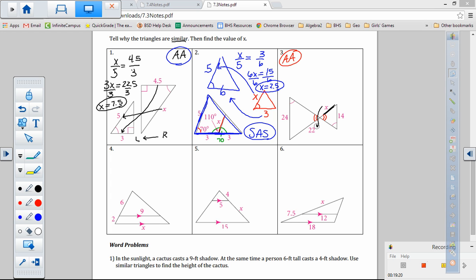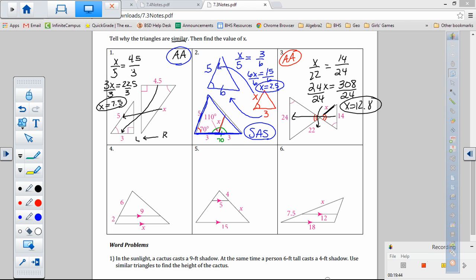So x is to 22 as 14 is to 24. 24x is equal to 308. Divide both sides by 24, and x equals 12.8.